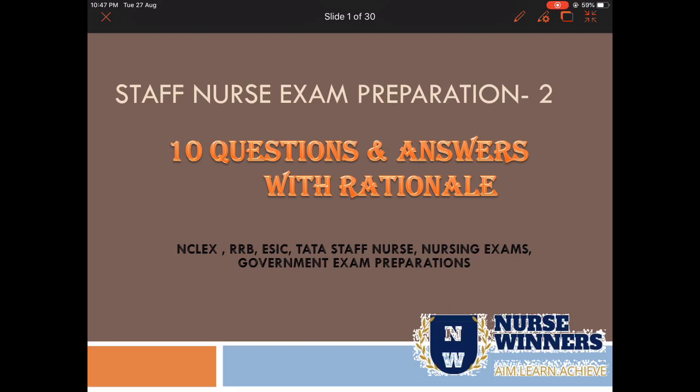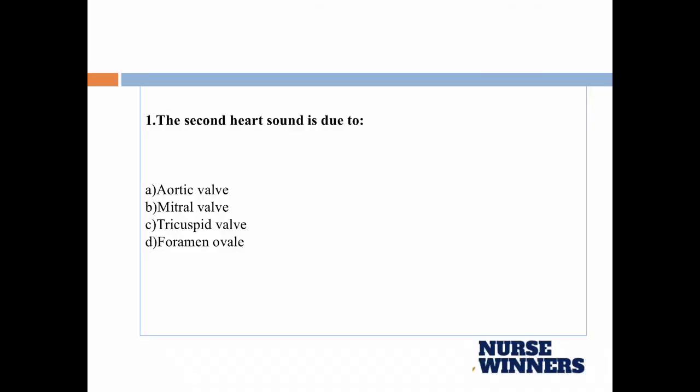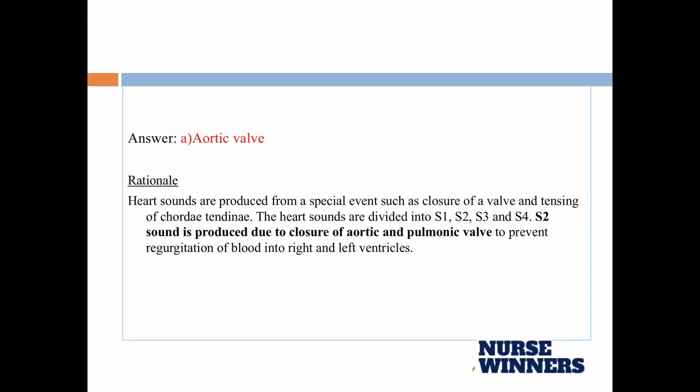Let's move on to the question. First question. The second heart sound is due to: A. aortic valve, B. mitral valve, C. tricuspid valve, D. foramen ovale. The right answer is option A, aortic valve.